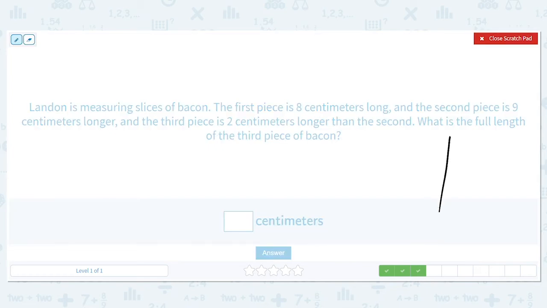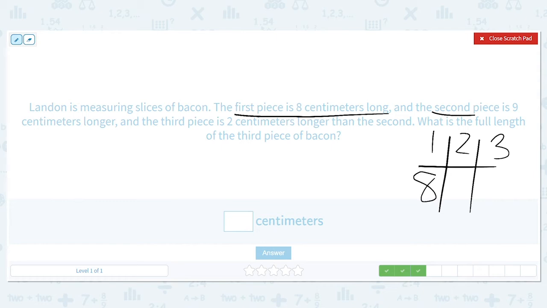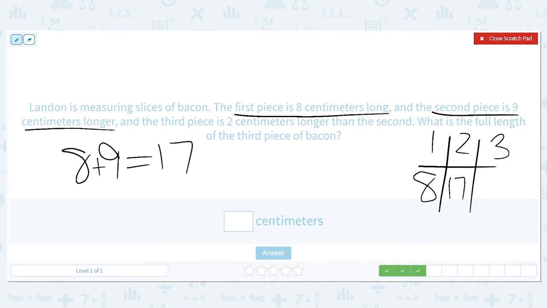All right, let's set up our info. We have 1, 2, and 3 pieces of bacon. The first piece is 8 centimeters long, so we can put that in. The second piece is 9 centimeters longer. So that's 9 centimeters longer than the first piece. So what do I need to do with the 8 and the 9? I need to add them. What is 8 plus 9? That's 17 centimeters. So that second piece is 17 centimeters.